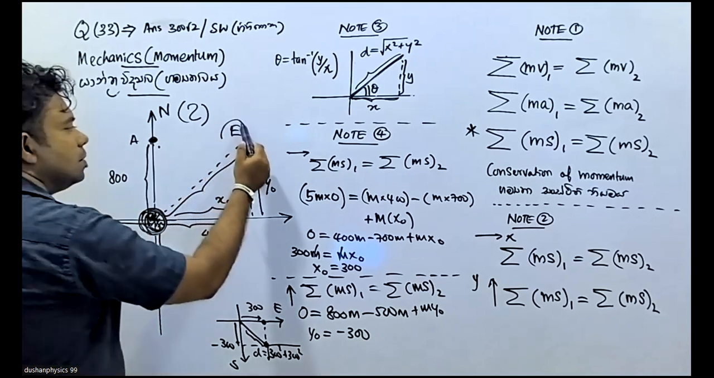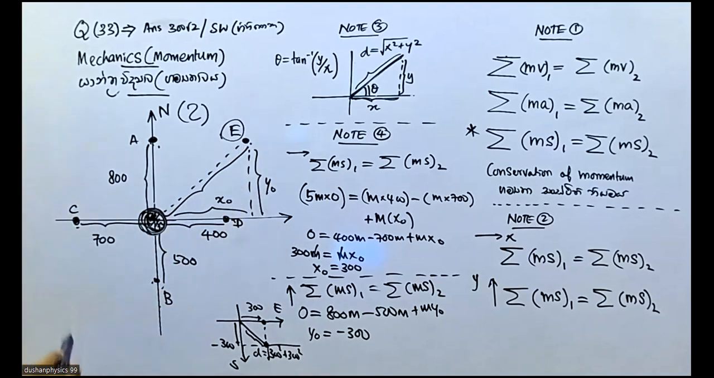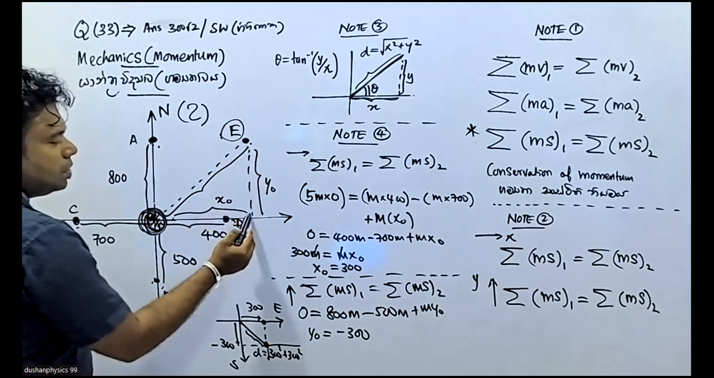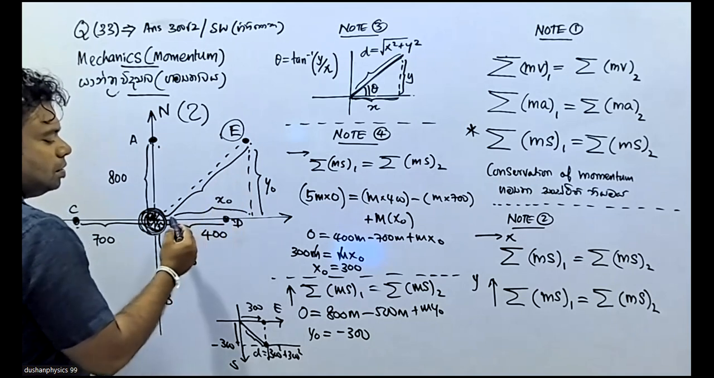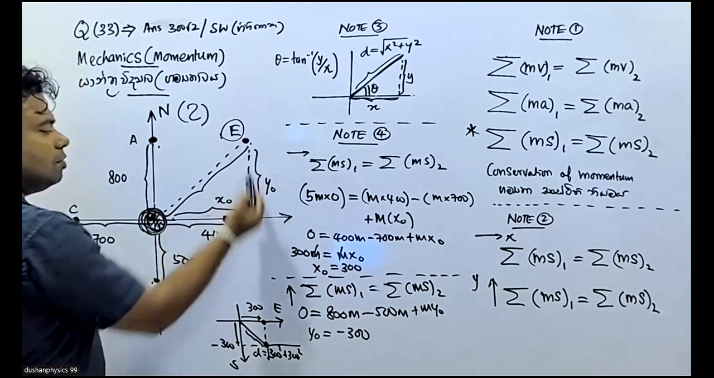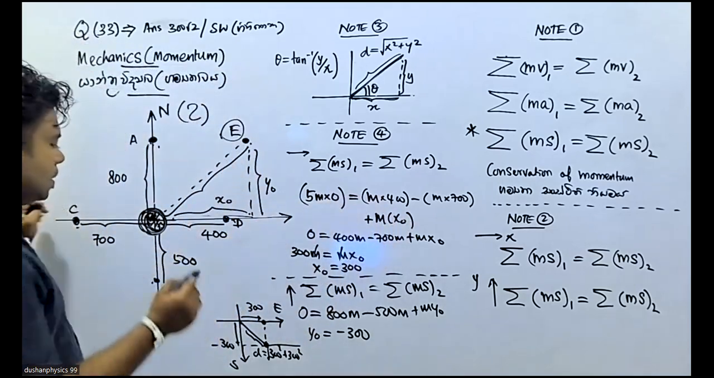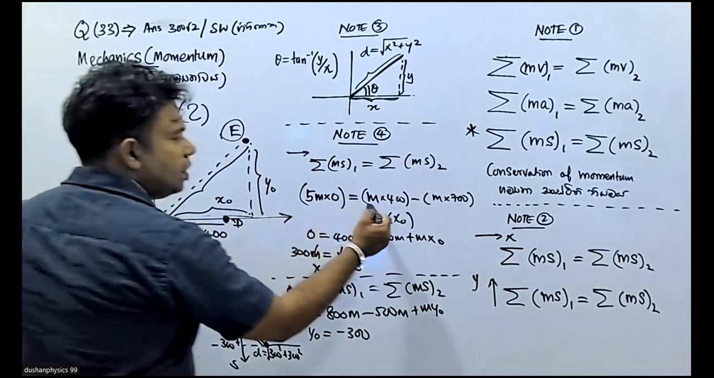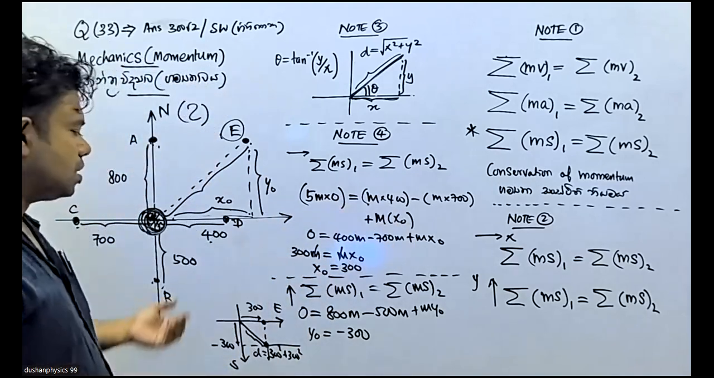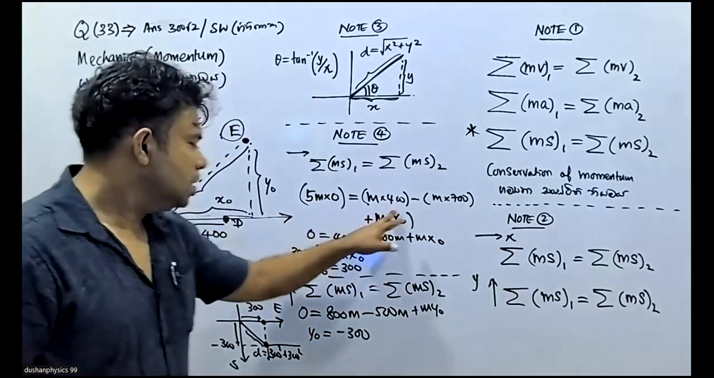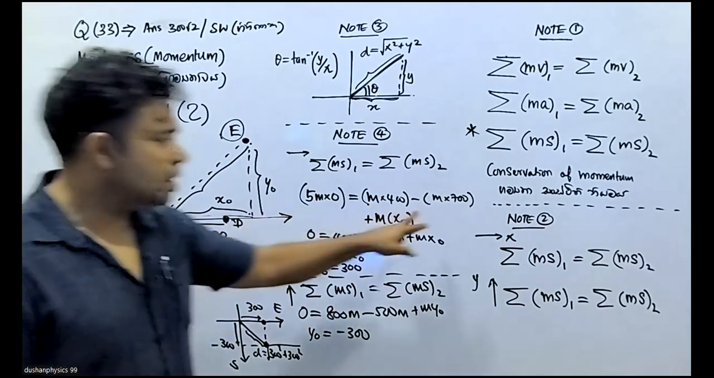I can take E. Apart from C and D, I can take E. I just assume the E coordinates are x naught and y naught. So I am going to write it as m into 400. Why did I put m? Because they are equal masses. And here the distance is 400.